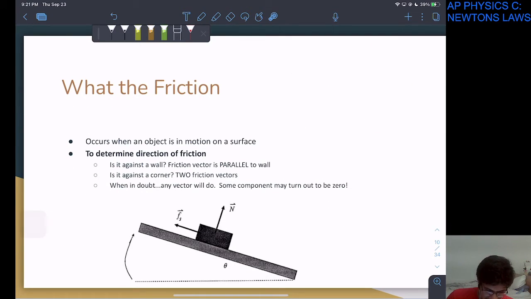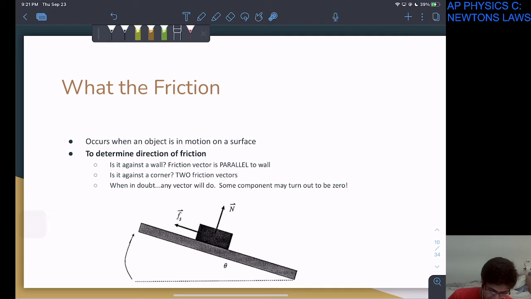All right. Just a little bit more on the topic of friction. When an object is in motion on a surface, we already know how to figure out if it's static or kinetic friction. But now we have to think about the direction of friction.